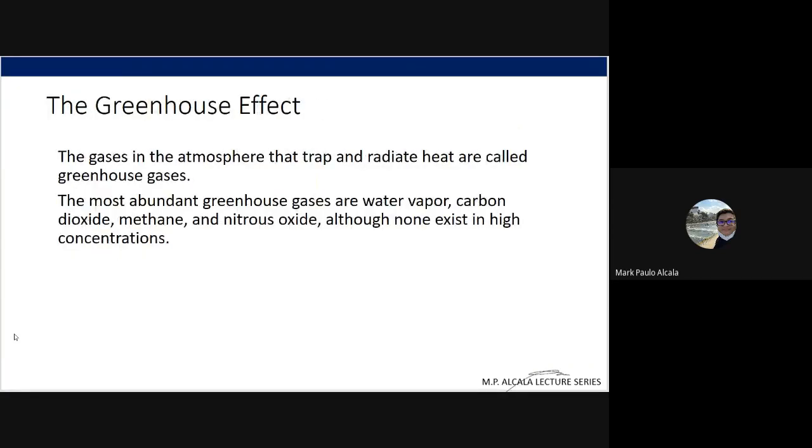Now, finally, the gases in the atmosphere that trap and radiate heat are called greenhouse gases. The most abundant are the following: water vapor, CO2, methane, and nitrous oxide, which can essentially be found in your factories, class. In farms, there is methane from cows and pigs. So the quantities of carbon dioxide and methane in the atmosphere vary considerably as a result of industrial and natural processes.